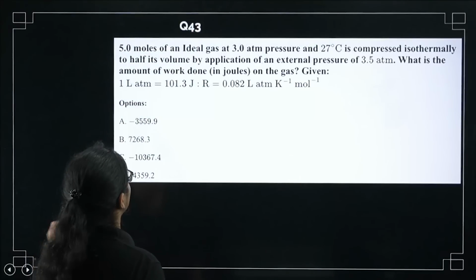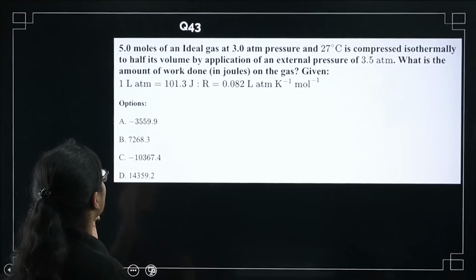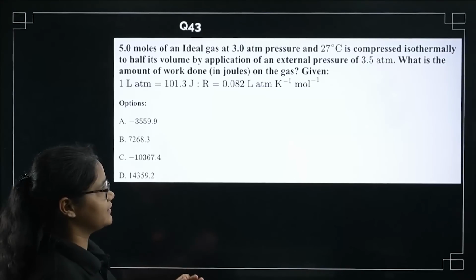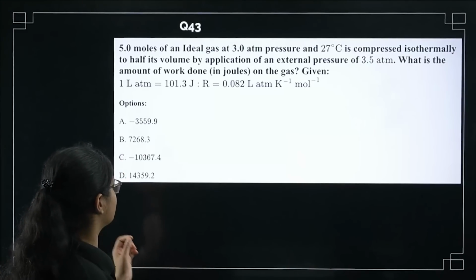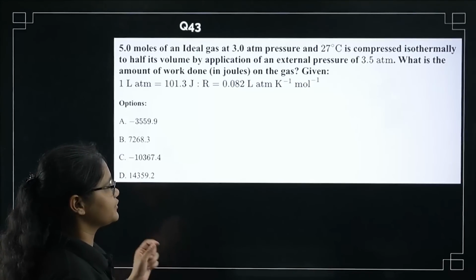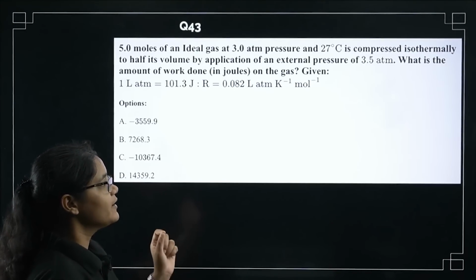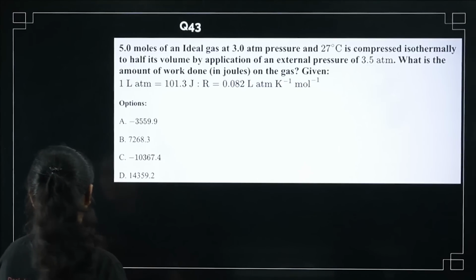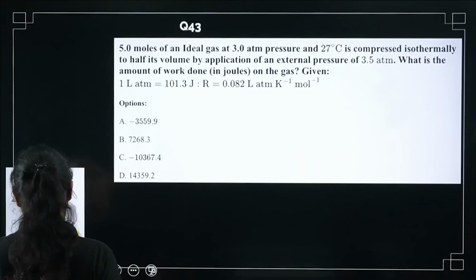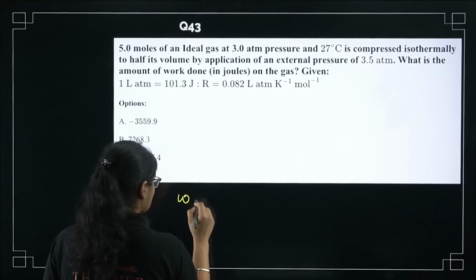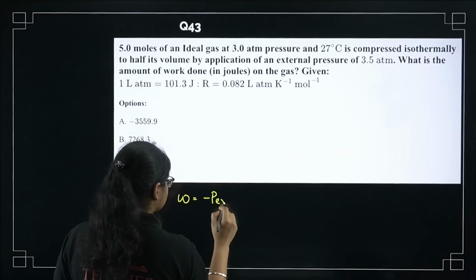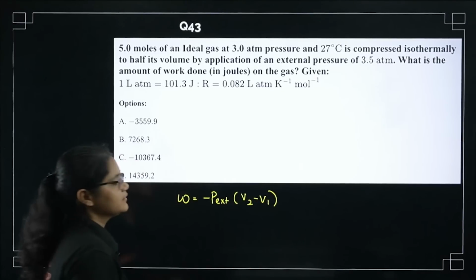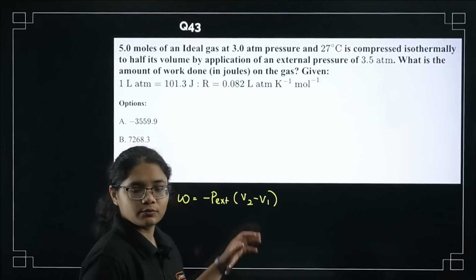Now let's see the next question, question number 43. 5 moles of an ideal gas at 3 atm pressure and 27 degrees Celsius is compressed isothermally to half its volume by application of an external pressure of 3.5 atm. What is the amount of work done on the gas? If you remember the work done formula, it is minus P external into V2 minus V1. Right, this is the formula that we have for the work done.